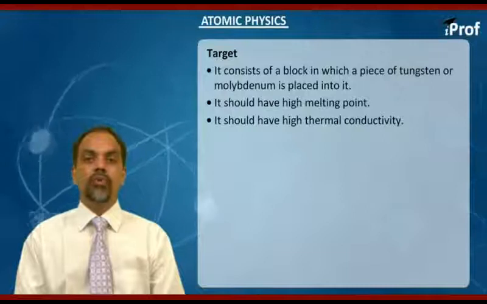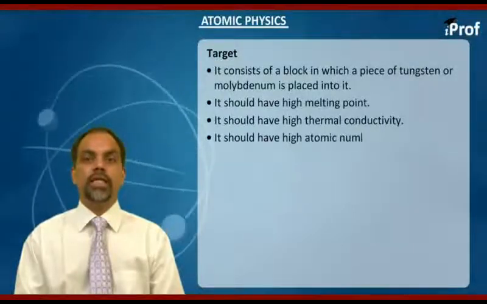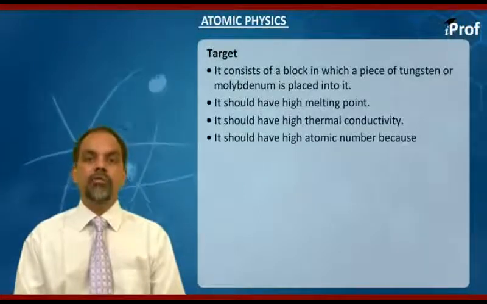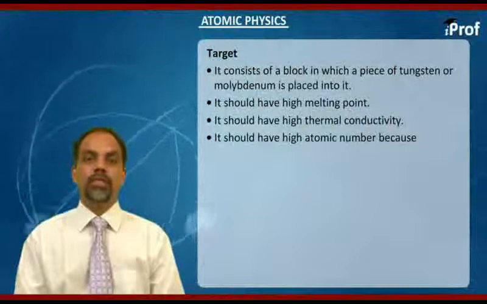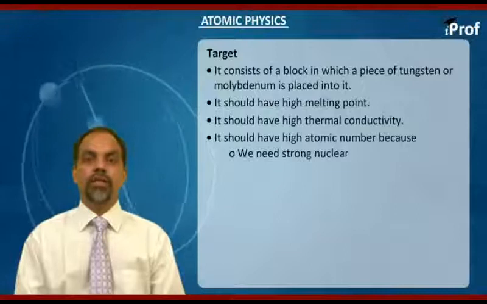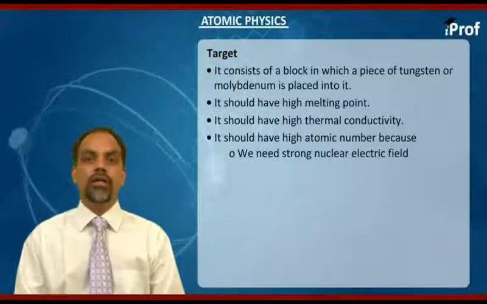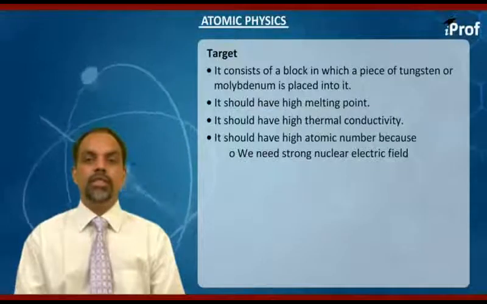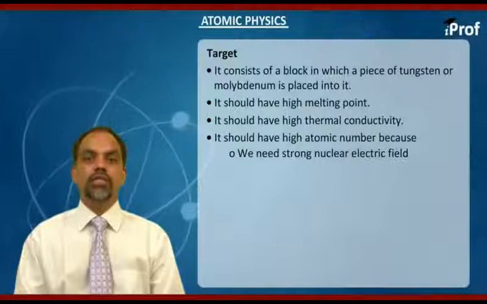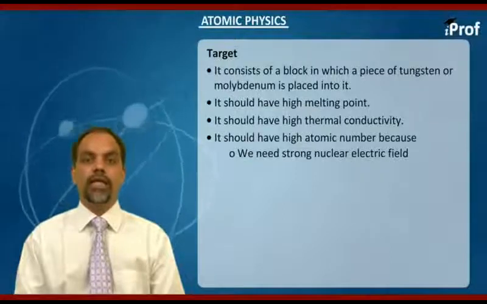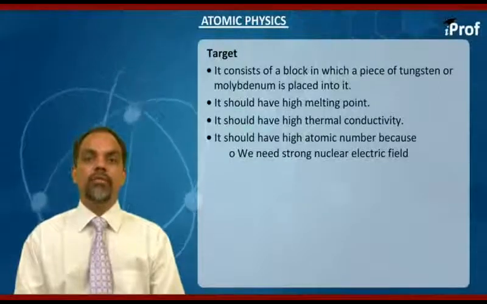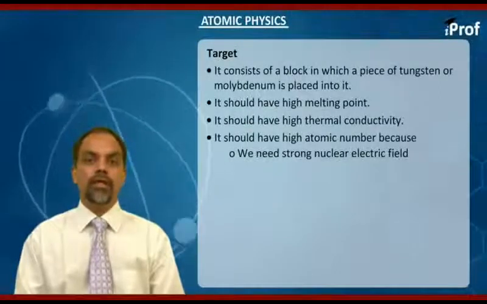Now the third, which is a very important property of a target to be used in X-ray production, is that it should have a high atomic number. Now let's understand why. Basically, for X-ray production we need a strong nuclear electric field, which we'll see in the next topic. To produce X-rays we need a strong electric field created by the nucleus. To have a strong nuclear electric field, the atomic number of the nucleus must be very high.